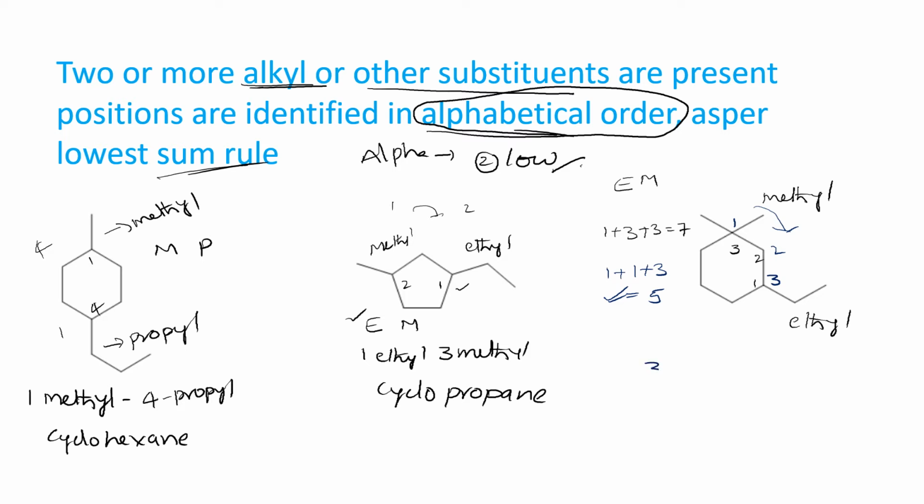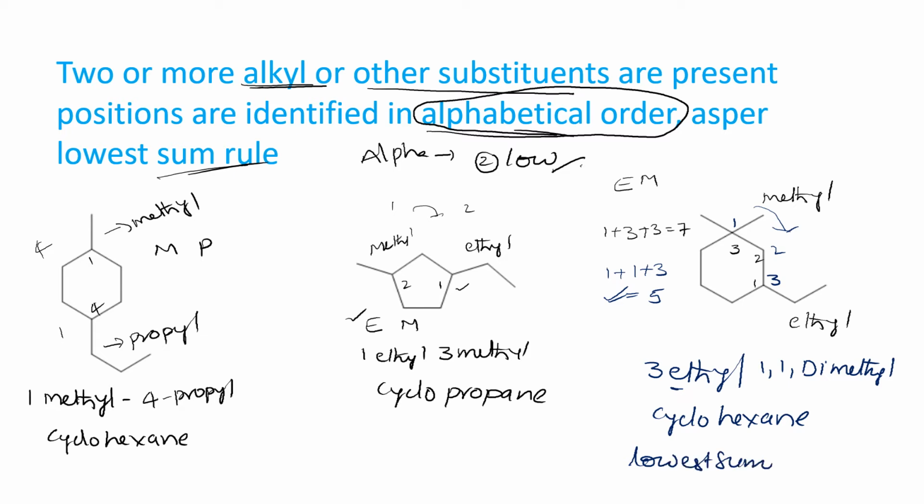So the name of this compound is 3-ethyl-1,1-dimethylcyclohexane. Why did I write 3-ethyl first instead of 1,1-dimethyl? Because as per alphabetical order, I have to write ethyl first. Here what do we follow? Here we follow the lowest sum rule also. I hope you understand. As per the lowest sum rule, we are following this one.